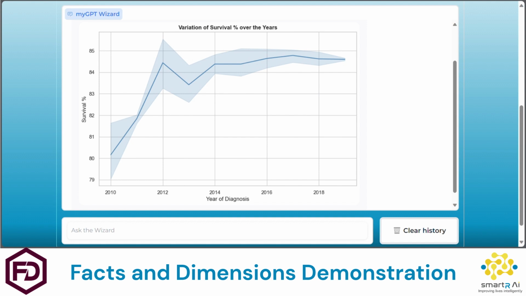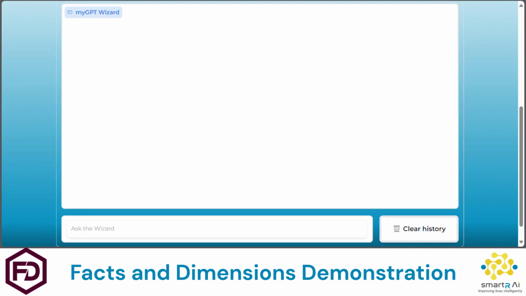Now creating graphs is a very useful feature, but there may be times where you want to create the graph yourself, and for that you'll need data. And for data, you'll need a SQL query. So let's try out MyGPT and see how it can help us extract data from the Facts and Dimensions database by helping us write SQL queries.